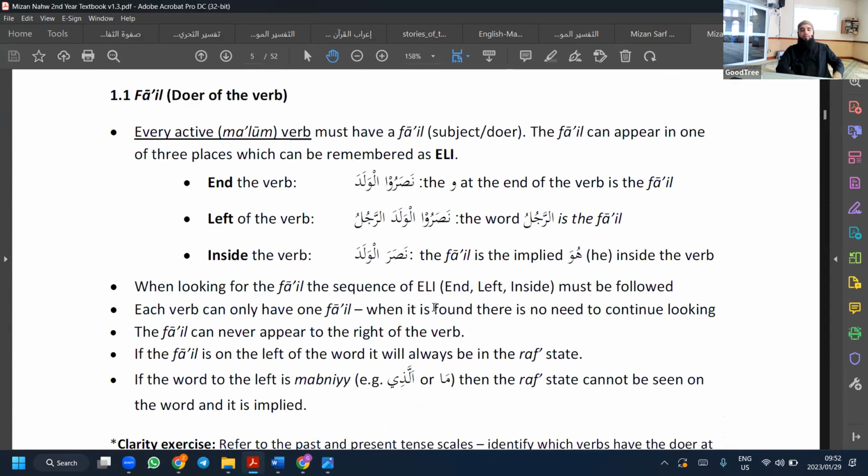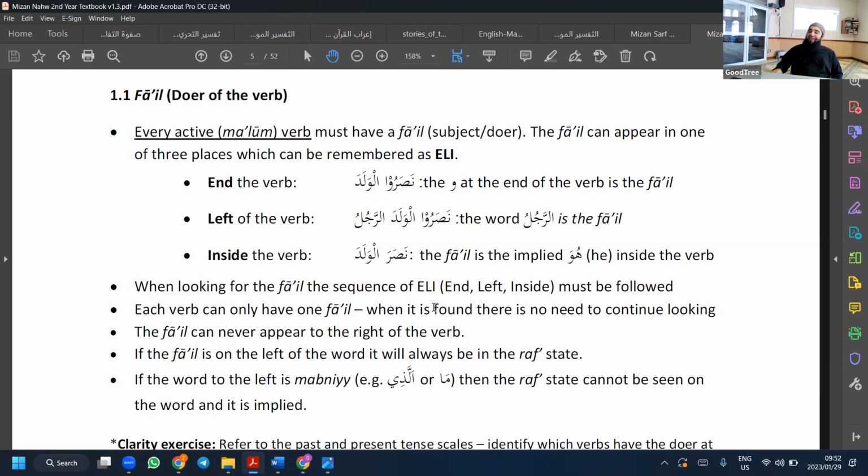Okay. So by and large, we would have learned these things last year already. Tell me what you know about the fa'il. First, you know what's its halah: Raf. Don't say it's jar. Please, of all of them, not jar. There are only two things in jar: ismul majroor and mudaf ilayh. Only those two. So jar is easy.